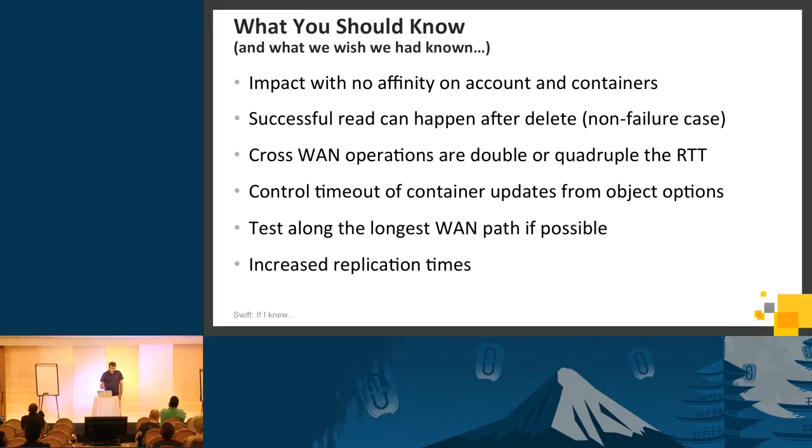Part of the stuff that would be useful to know is that there's no affinity for accounts and containers. So for a container listing, you have a 50% chance of going across the WAN. And same thing for those. So if you were to, let's say, create a container, it would take 200 milliseconds because you would have to write the four copies, two local, two remote, and then those four copies would then need to potentially talk to the other side of the cluster. So you burn 100 milliseconds going each direction.